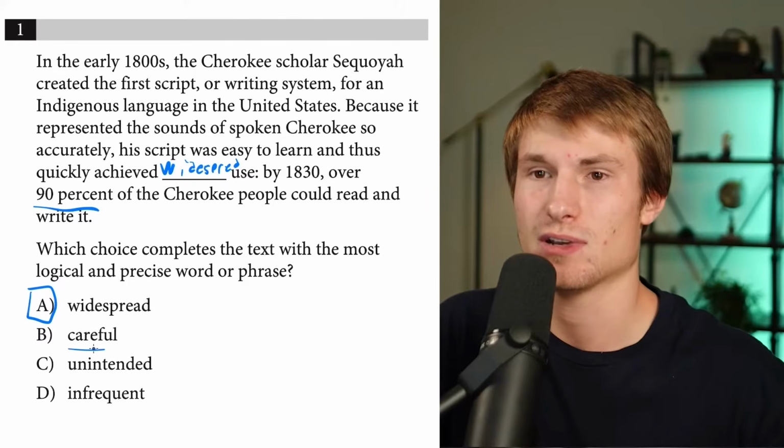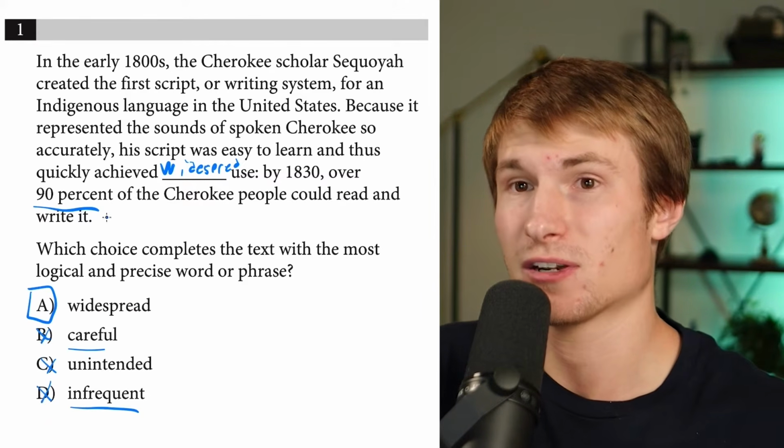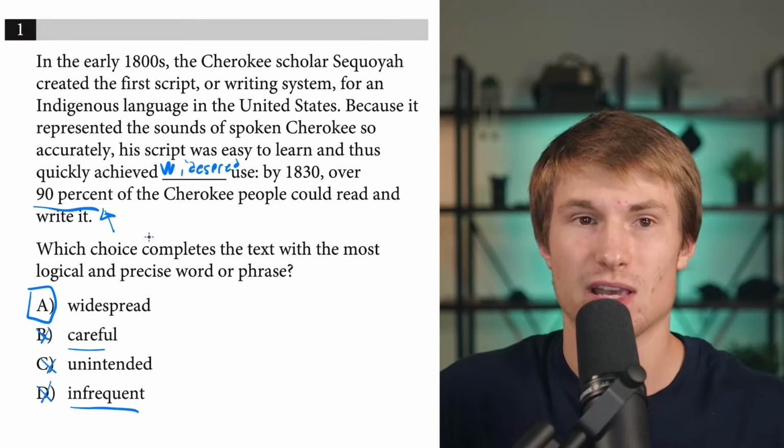If we take a look at B, C, and D, we have careful. That wouldn't make sense here. Neither would unintended or infrequent. It's obviously going to be frequent, right? Because 90% of the Cherokee people can read and write it.